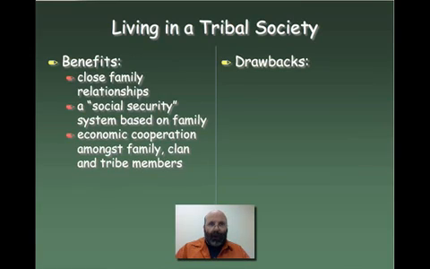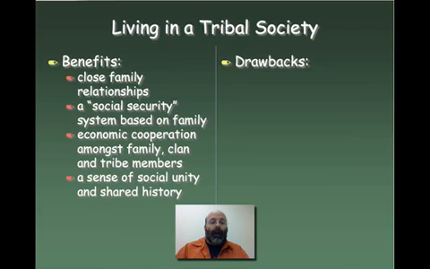They give each other jobs, they lend each other money, they help each other out when times get tough. There's also a sense of social unity and shared history, that people living in a tribal society feel like they come from the same place, they have some of the same traditions and customs, and as a result, it sort of links them together because there's a common understanding about who they are and who they're trying to relate to.